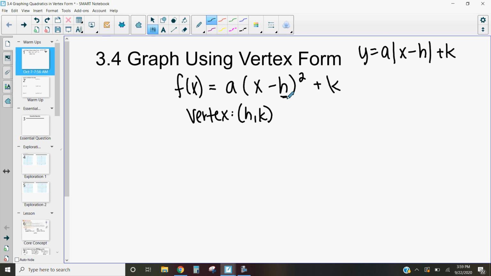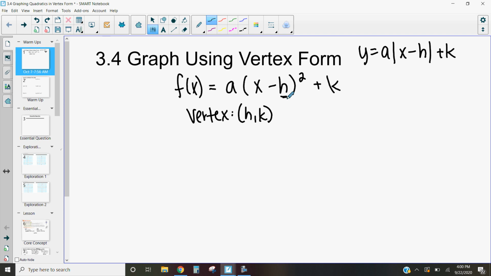Now, if we didn't want to do it that way, we could also graph our vertex and then use our a value to determine what those other points are. It's kind of up to you. I love to just shift my graph. I think these transformations are super fun, and it makes it a lot faster than trying to plug in all these points and do all these calculations. So I'm going to review how we can use a, h, and k to shift our function around.